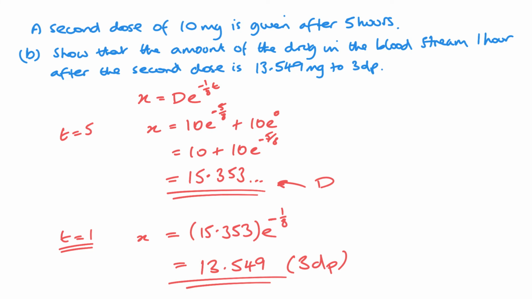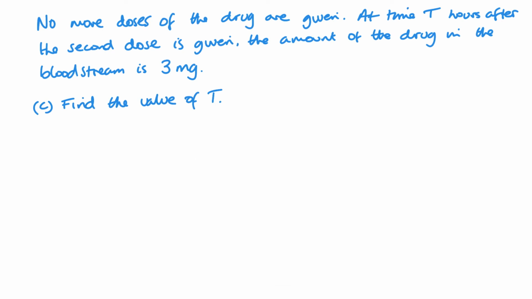Now, this method is one that actually makes it easier to do part C of this question, the final part of this question. So without further ado, let's jump on to C. No more doses of the drug are given. At time t hours after the second dose is given, the amount of drug in the bloodstream is 3 milligrams. Find the value of t.